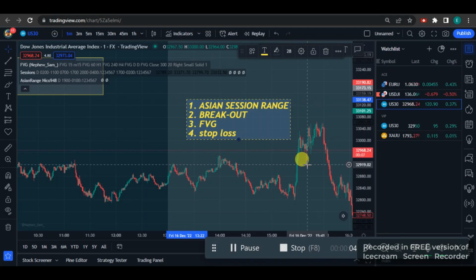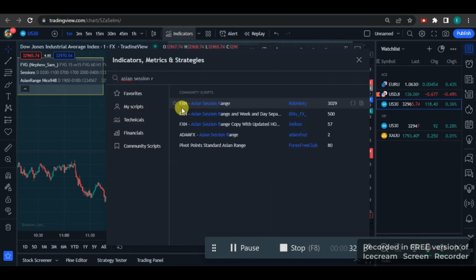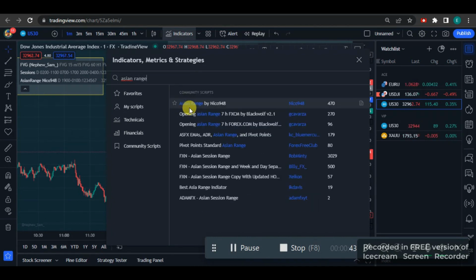So in this video I'll be showing you guys a very simple 1-minute scalping strategy using smart money and the 1-minute time frame. So first and foremost, for this strategy to work, you want to come to this indicator section here and search for an indicator called Asian Session Range. So guys, if you don't see it like that, just search for Asian Range. You see this indicator by Nico 98948. You add that to your chart.